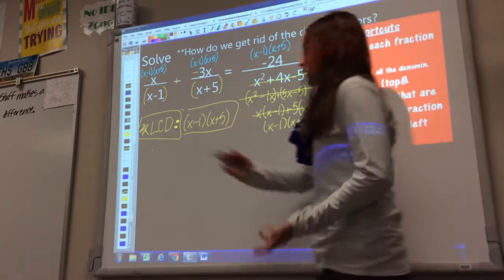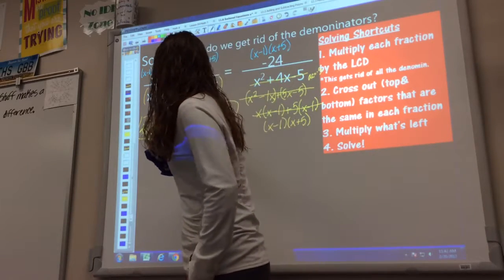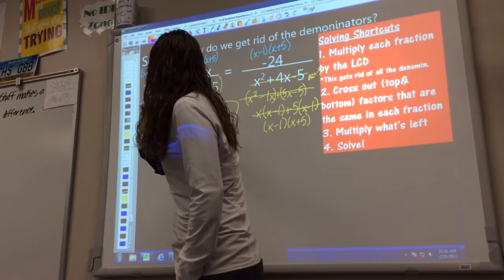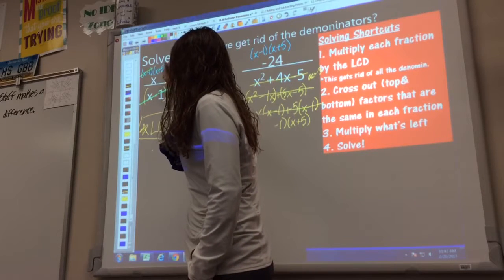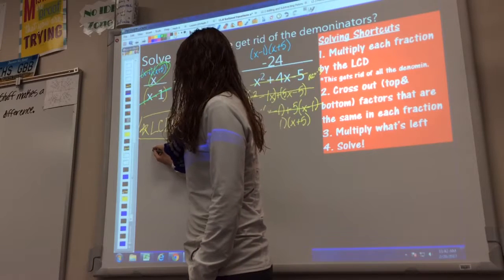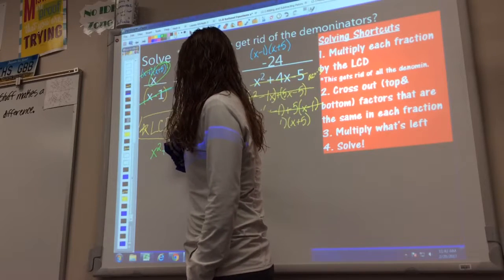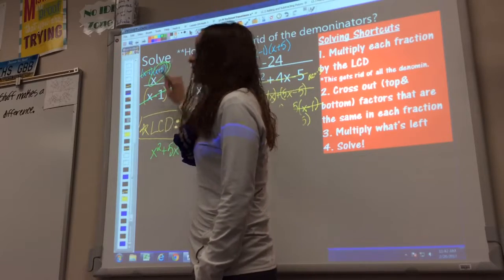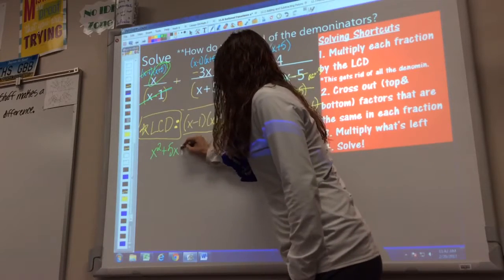Okay, check this out. What crosses out on our first one? X minus 1. Yeah, okay, and I'm just going to change colors. So we are left with this. What do we have to do with this one? Multiply. So what's x times x? X squared. Okay, plus what? 5x. Yeah, we have to distribute it. Okay, cool. Then we have our plus sign.